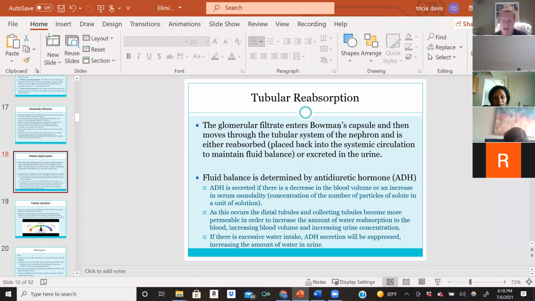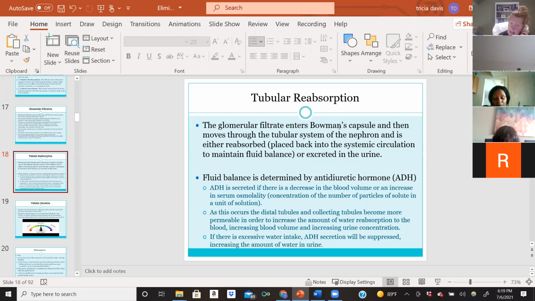All right, so fluid balance is determined by that antidiuretic hormone, ADH. This should sound familiar from homeostasis. So ADH is going to be secreted from the body if there's a decrease in blood volume or an increase in serum osmolality, which means that the concentration of the number of particles of a solute in a solution is highly concentrated. So if we're dehydrated, it's going to secrete ADH.